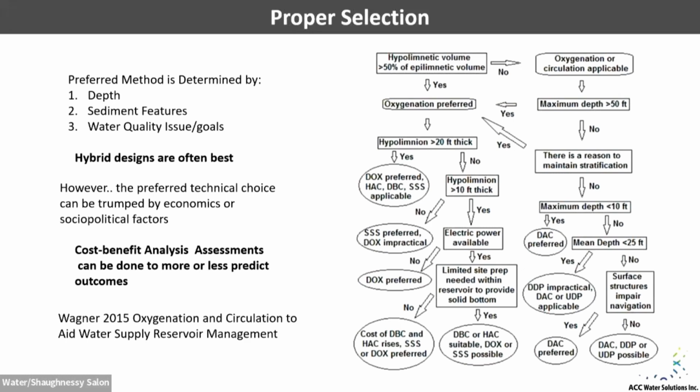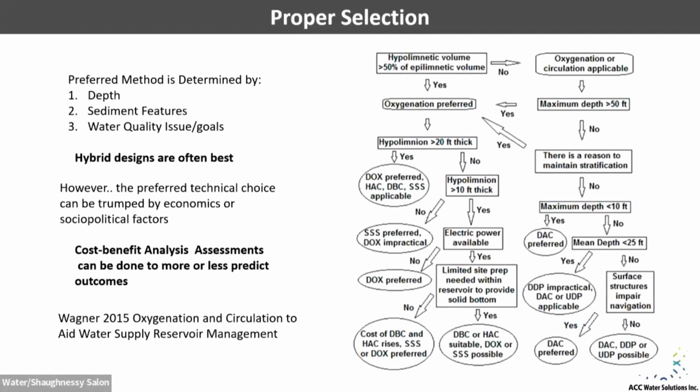If the hypolimnetic volume of the water body is greater than 50% of the epilimnetic volume, yes, oxygenation is preferred. No, go to circulation. If both oxygenation and circulation options are available, now, is the maximum depth greater than 50 feet? Yes, again, oxygenation.